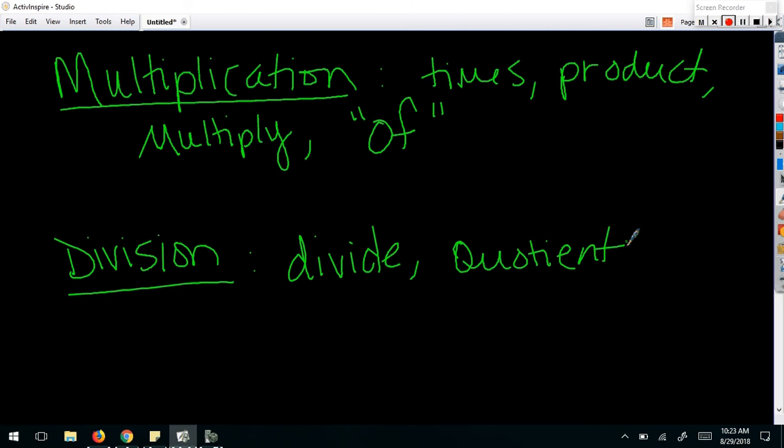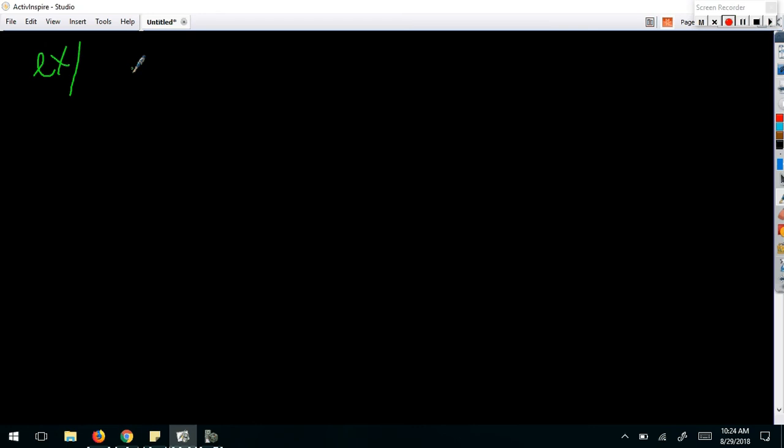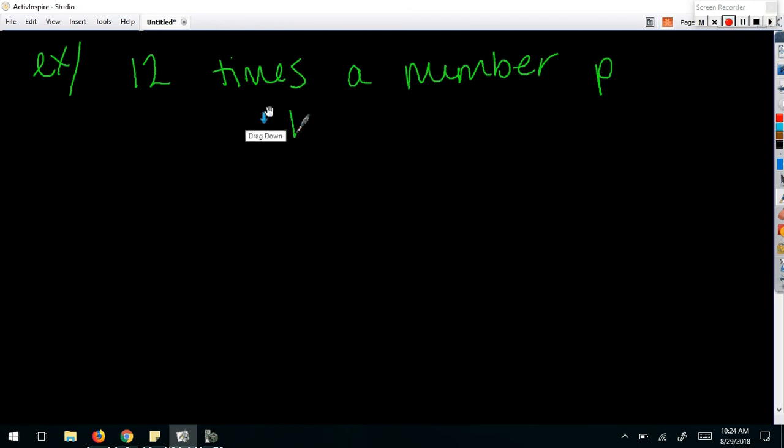Let's do a couple examples with these two, and then we're going to put all 4 together into words and see what happens. Y'all ready? I'll give you a second to copy. What if I said 12 times a number P? P times 12, or 12P. Remember, when we have variables in there, we can just put them together and we know that that implies multiplication.